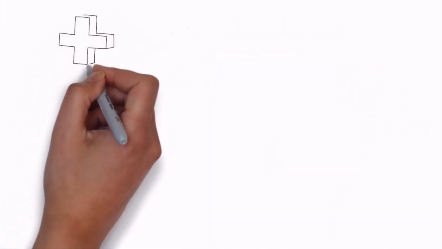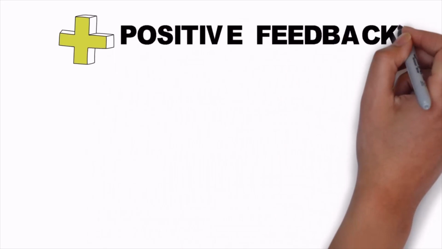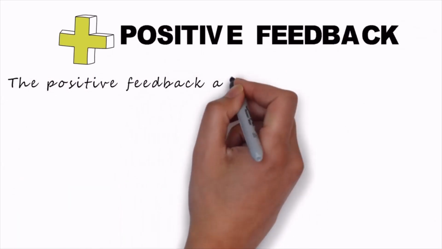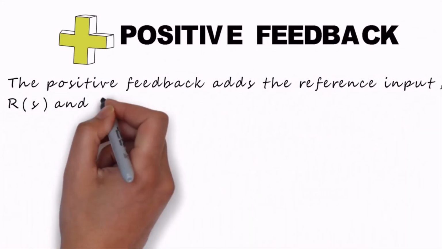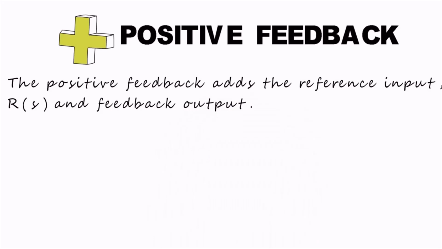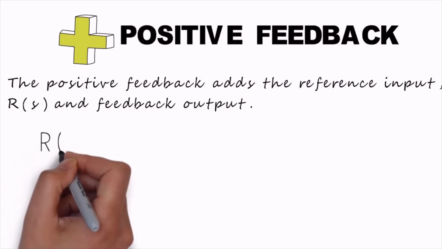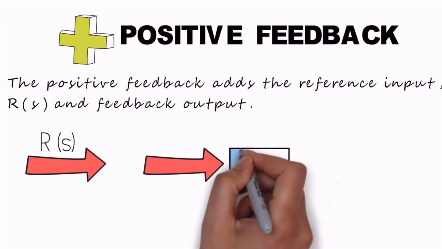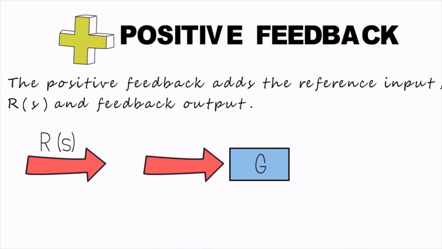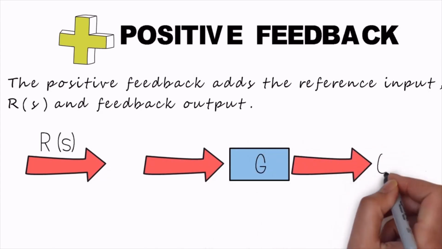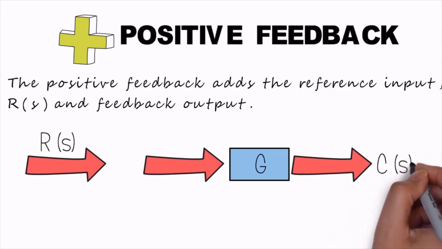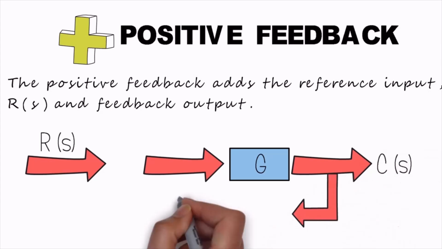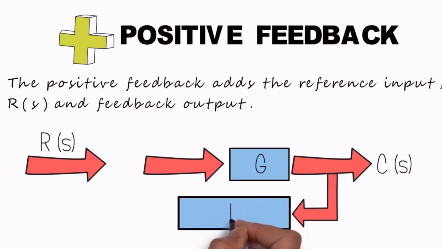First, let's see what is positive feedback. The positive feedback adds the reference input and feedback output. Let's focus on the block diagram of this positive feedback control system. This is the input R(s). This is the open loop gain G of the system, and this is the output C(s), and H is the feedback gain.